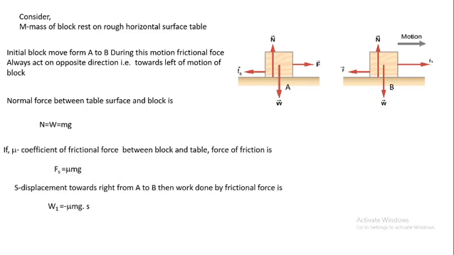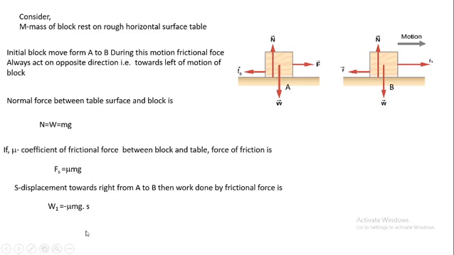Suppose S is the displacement towards the right from A to B. Then the work done by the frictional force: we should remember that here we have to determine the work done due to the frictional force. Your block is moved from point A to B through the distance S due to your applied force, but we determine the work done due to the frictional force. So the work done is equal to, by the basic formula, force into displacement. The force is mu mg, and S is the displacement. So we get mu mg S.